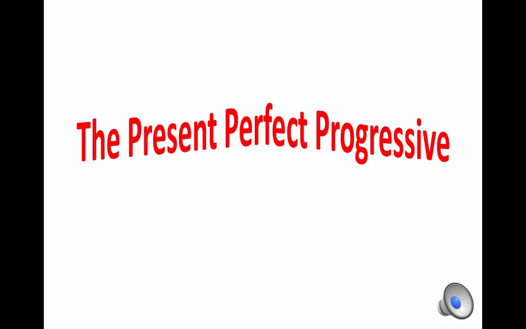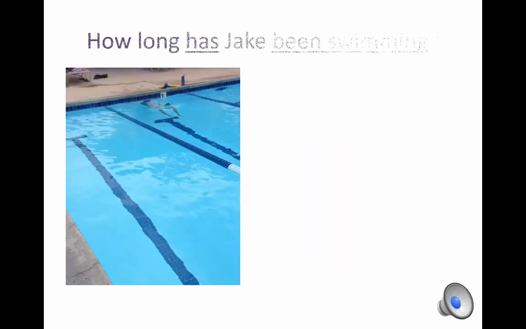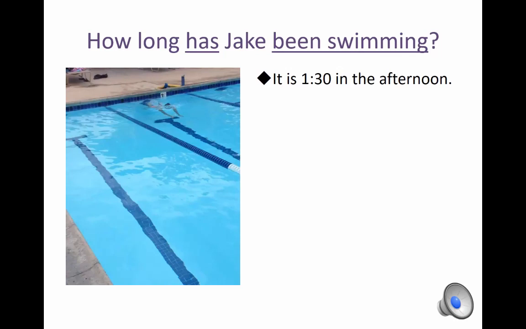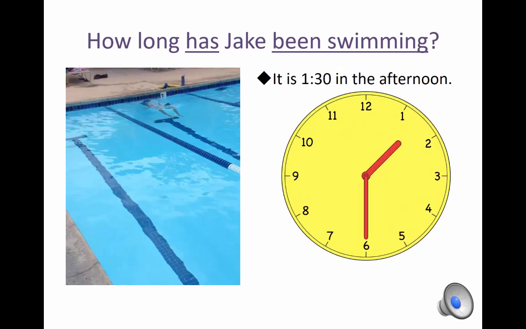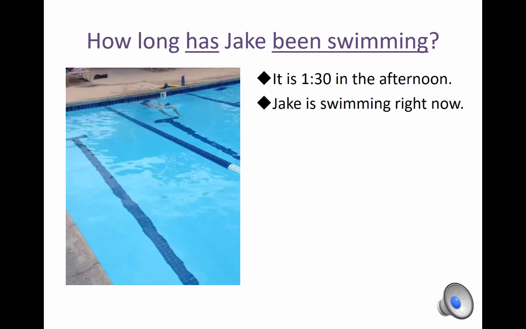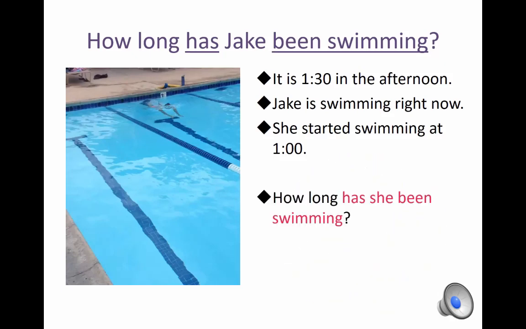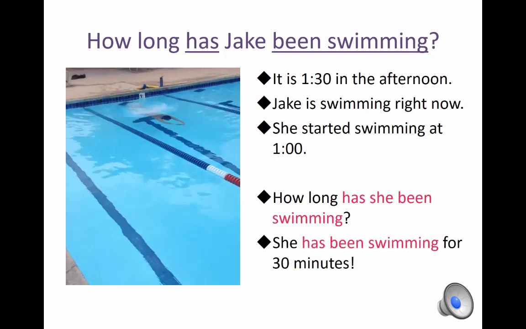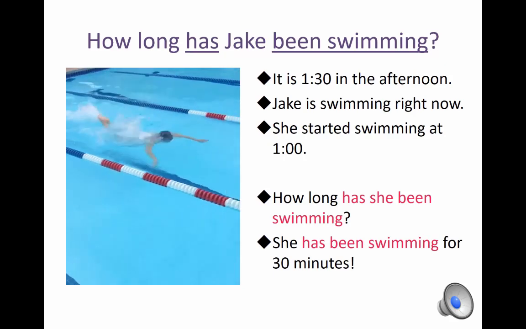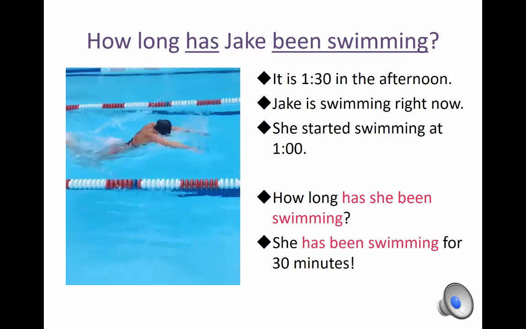The present perfect progressive. How long has Jake been swimming? It is 1:30 in the afternoon. Jake is swimming right now. She started swimming at 1 o'clock. How long has she been swimming? She has been swimming for 30 minutes. She must be tired.